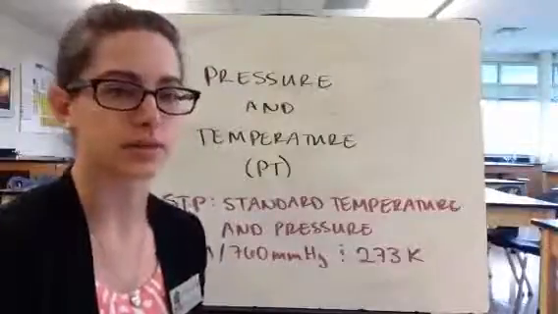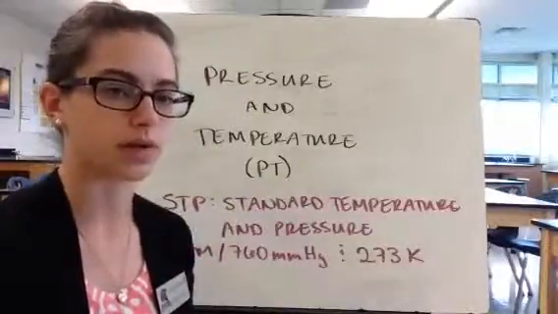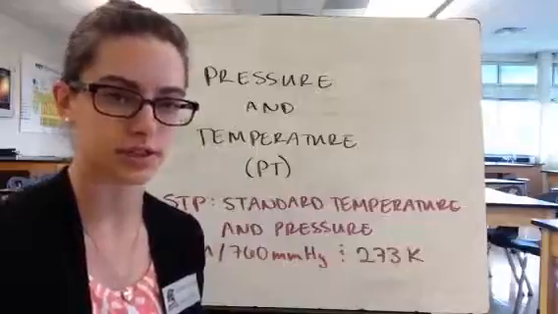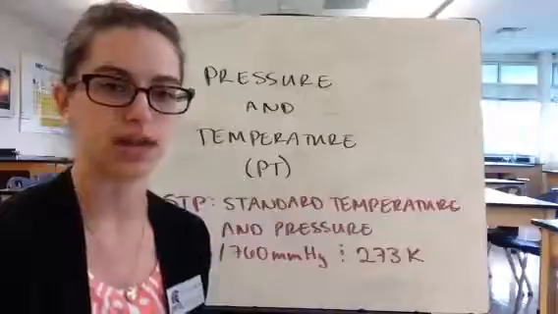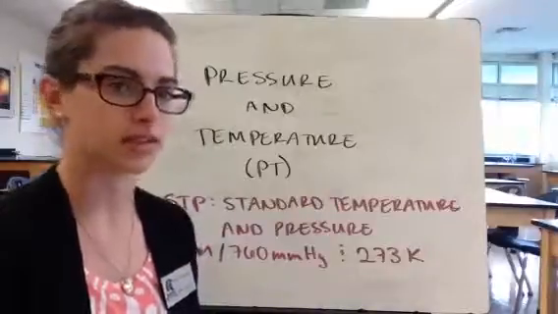The last pressure variable that we're going to look at is temperature. So just a quick reminder, STP is standard temperature and pressure. Standard pressure is 1 atmosphere or 760 millimeters of mercury, and standard temperature is 273 Kelvin.